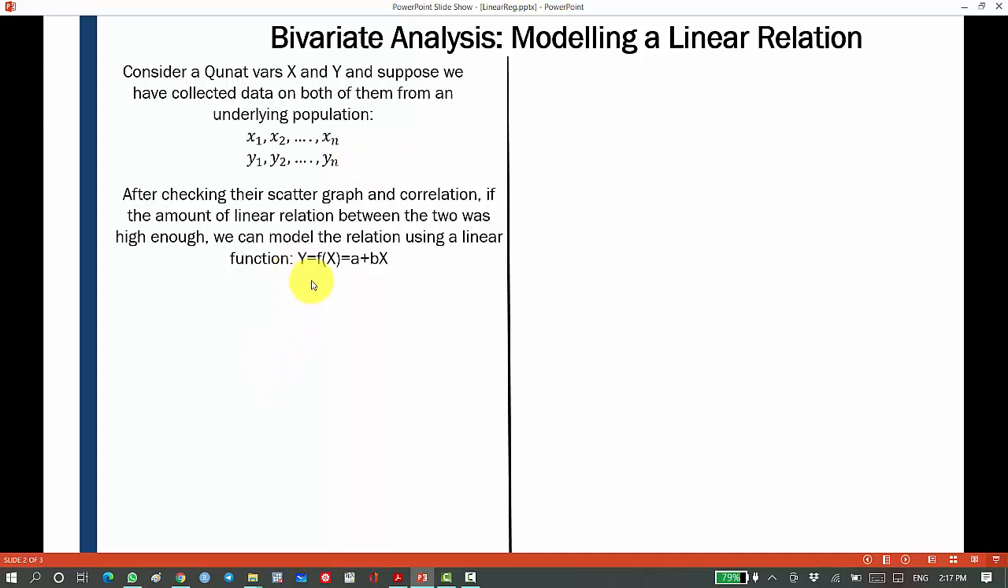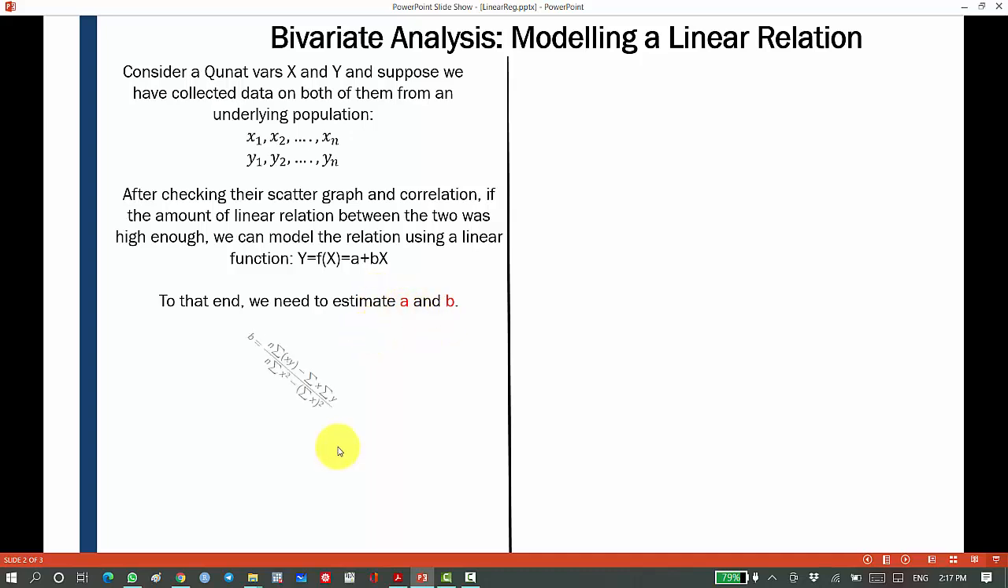After checking their scatter graph and correlation, if the amount of linear relation between the two was high enough, we can model the relation between these two variables using a linear function y equals f of x equals a plus bx. To have this model on the ground, we need to estimate a and b.